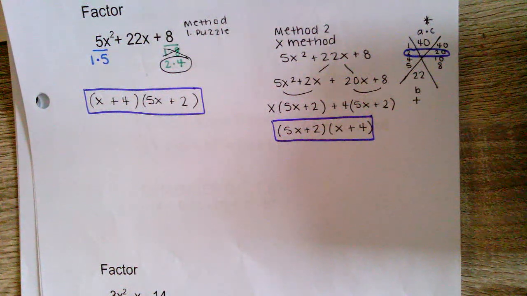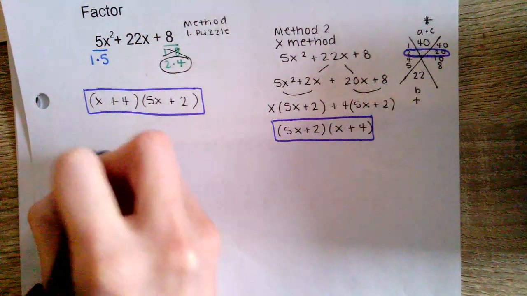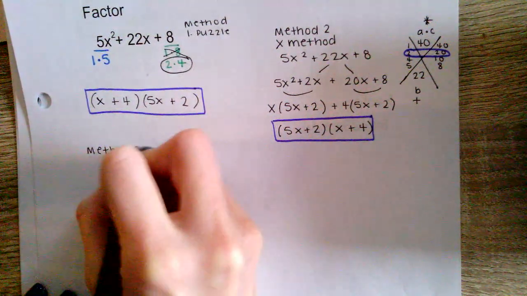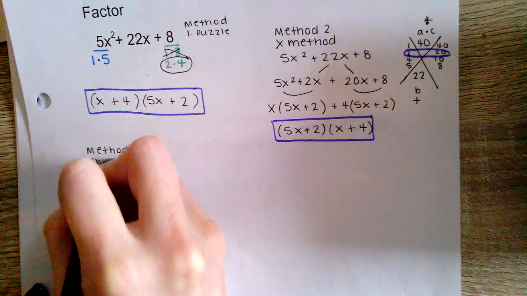All right, so continuing on, method number 3, like I said, is called the swing method. So we're going to do method 3 over here. And this is called the swing method.